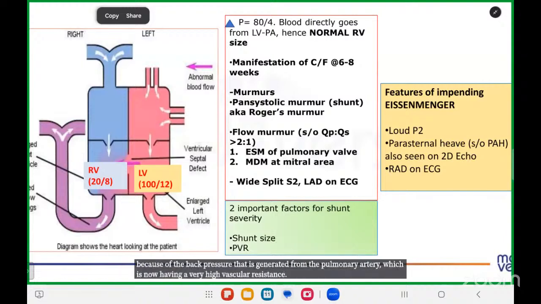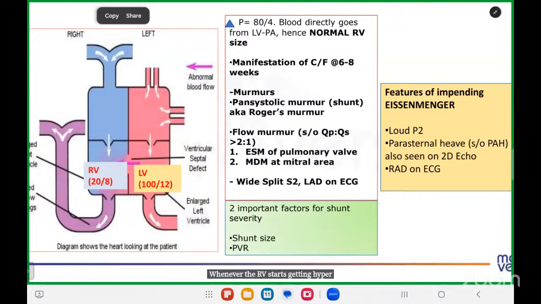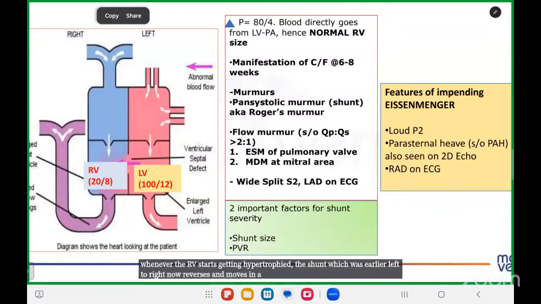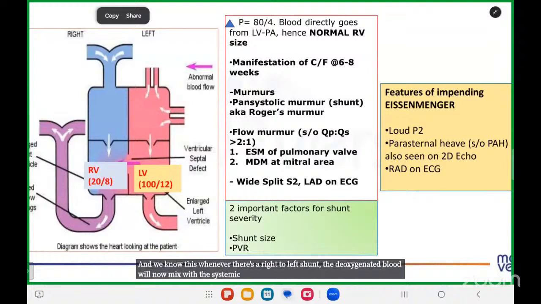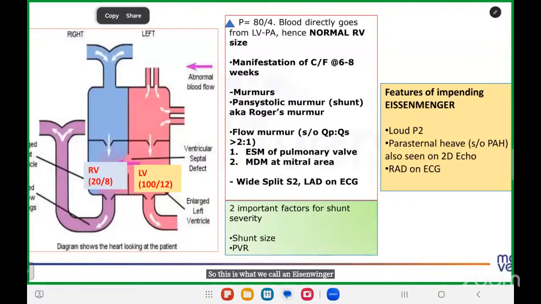Whenever the RV starts getting hypertrophied, the shunt which was earlier left to right now reverses and moves in a right to left direction. And we know this, whenever there's a right to left shunt, the deoxygenated blood will now mix with the systemic circulation and lead to cyanosis. So this is what we call Eisenmenger syndrome. It's a very ominous sign. We'll talk about it in the next slide.